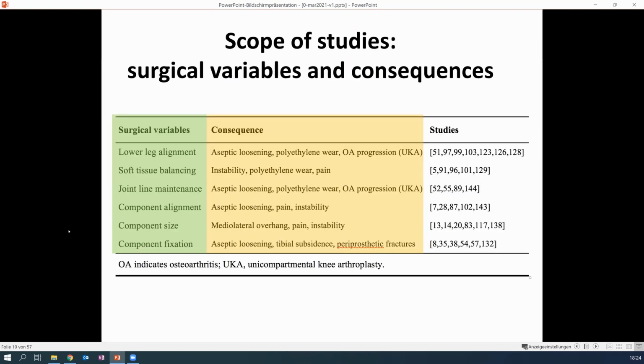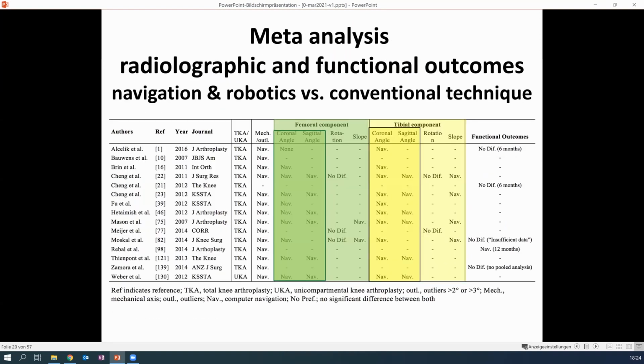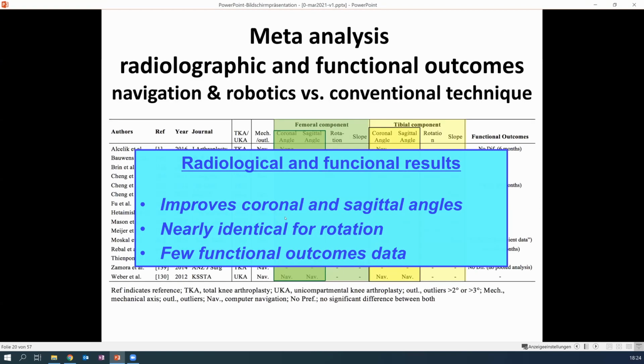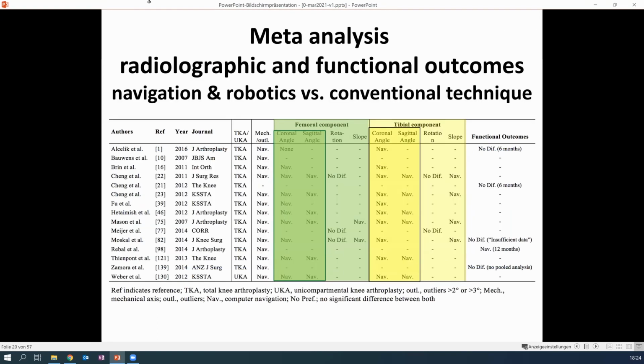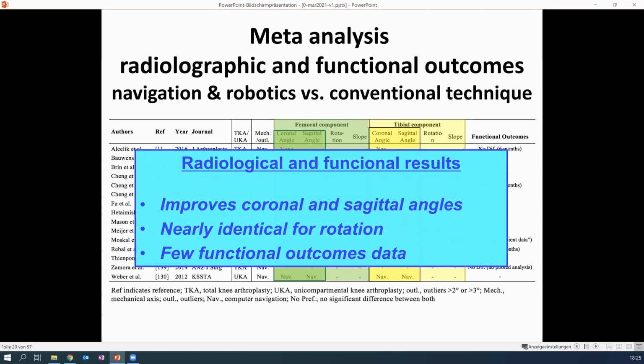Okay. So for these outcomes, what you see here is that you have, of course, the femoral component, the tibial component, and the functional outcome. No difference between the manual versus the assisted system. So you see here, this was lumped together, navigation and robotics on one side, and the other control was a conventional technique. And for both of them, the papers reported whether there was or was no difference. Okay, I won't bore you with the details.